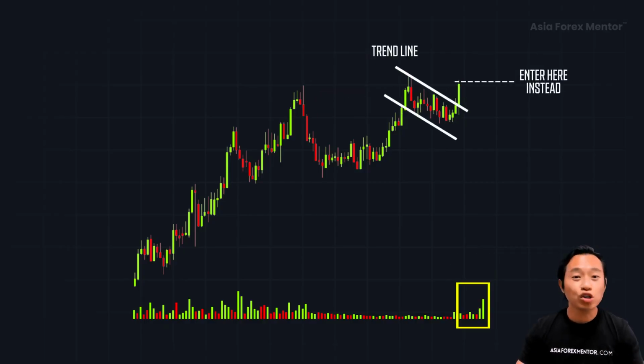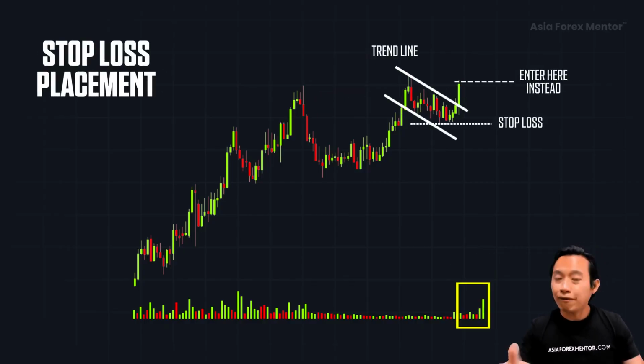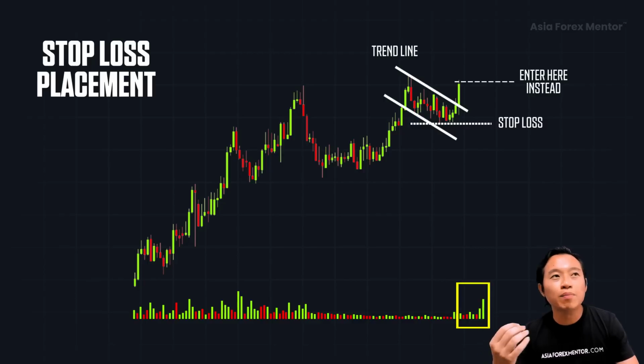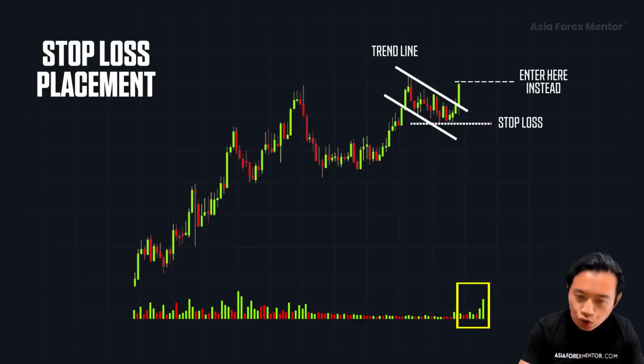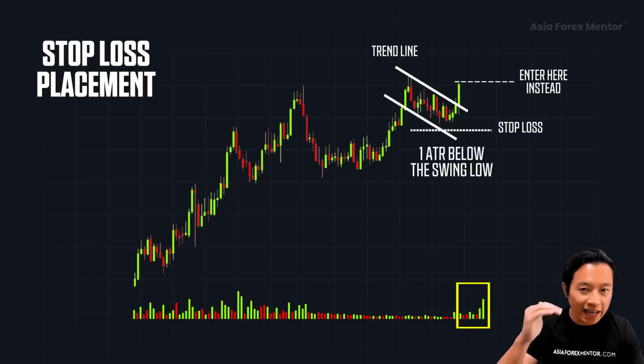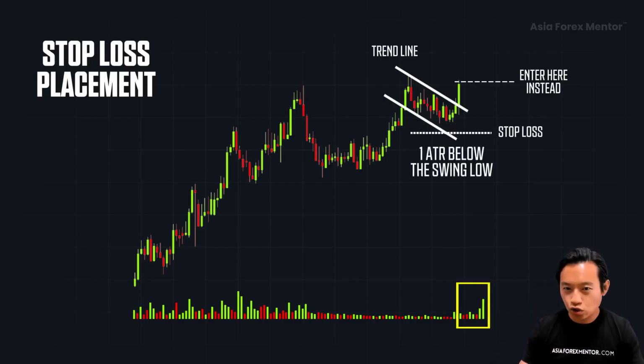So now, for your stop loss, apart from just setting it at the lowest point of the handle, which is the recent swing low, and you can do that, right? If you want to be more conservative, you want to be safe, you want to avoid spikes, what you can also do is set it at 1 ATR below the swing low.